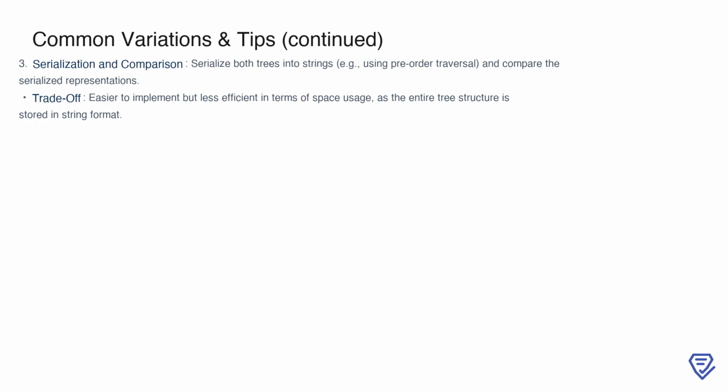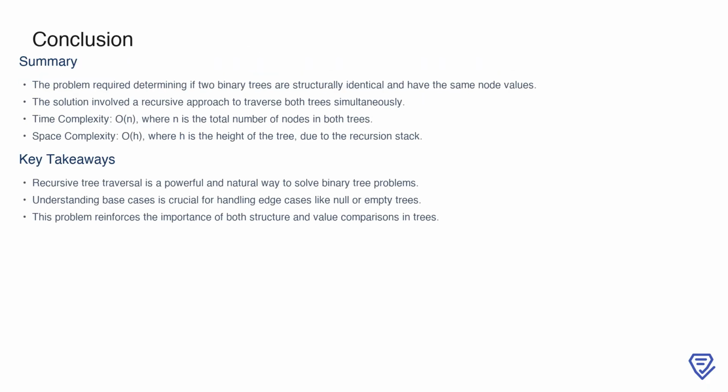Another approach worth mentioning is serialization and comparison. This involves serializing both trees into strings using a specific traversal order, such as preorder, and then comparing the serialized strings. This method can be easier to implement since you convert the entire tree structure into a single format. However, it comes with a trade-off in terms of efficiency, specifically, space usage. Storing the entire tree as a string representation requires extra memory, which could be significant for large trees. While this approach may be less efficient, it's a useful alternative to consider, especially for simpler implementations or unique constraints in certain problems. Great job!